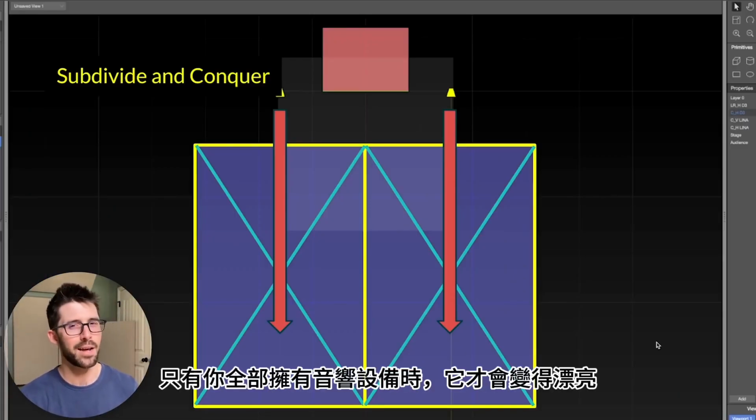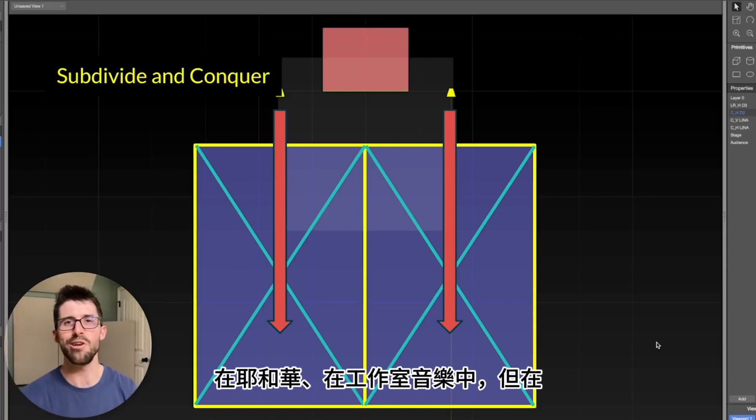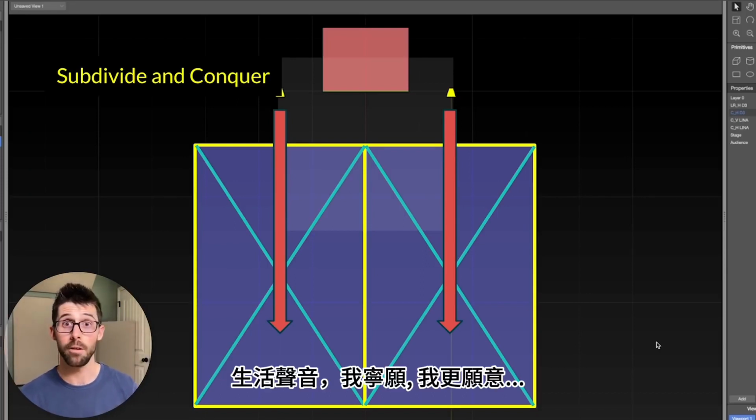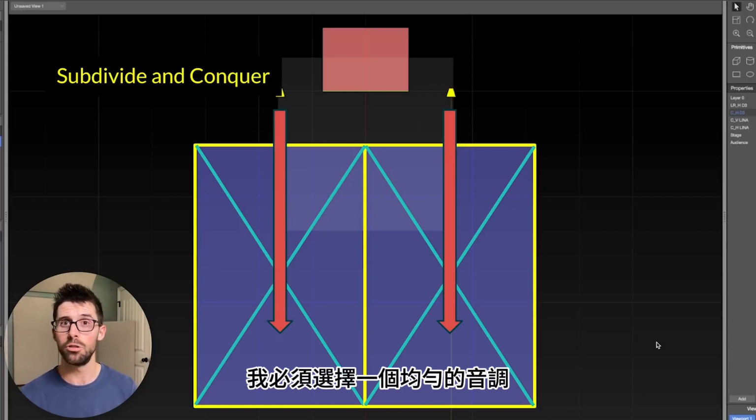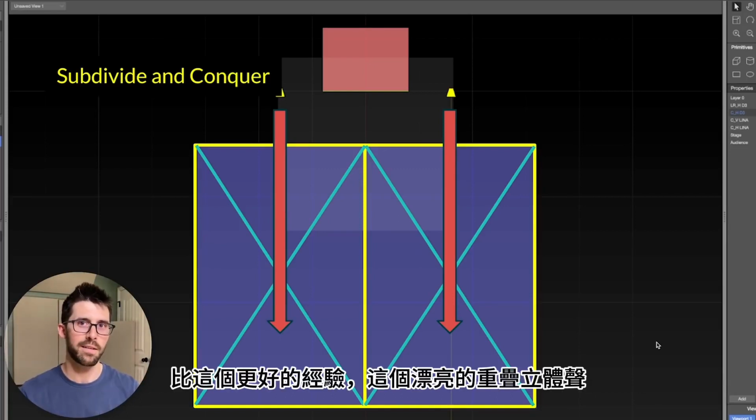Stereo's nice when you got it, all for it in ears and in studio music, but in live sound, if I had to choose between an even tonal experience and this nice overlap stereo type of effect, I would much rather have the even tonal experience.